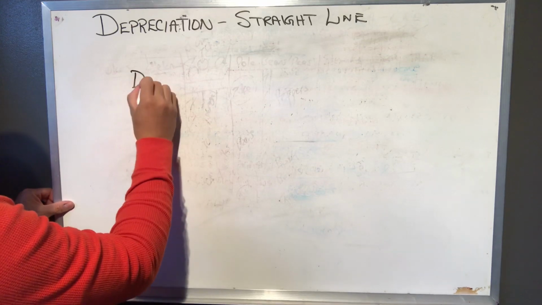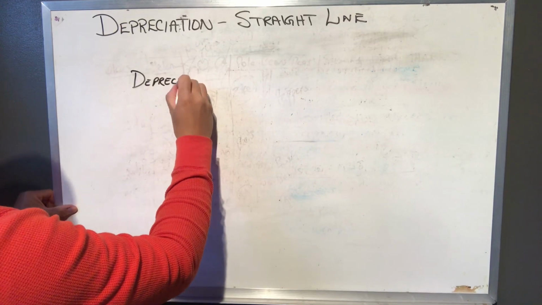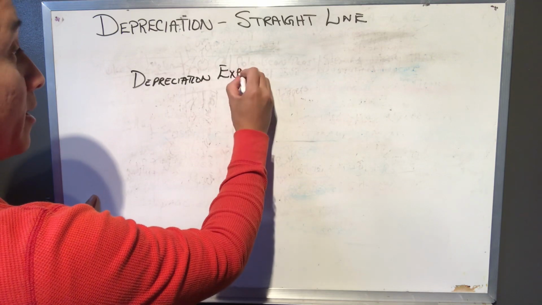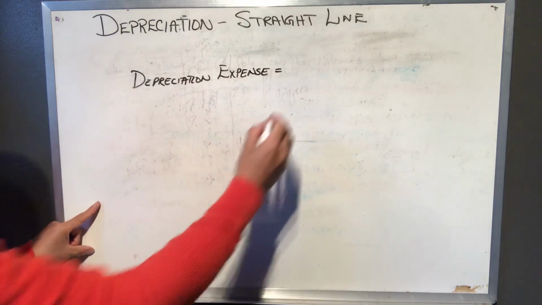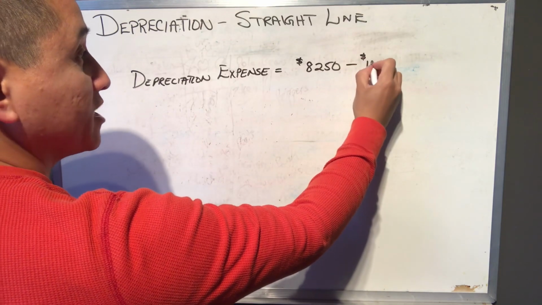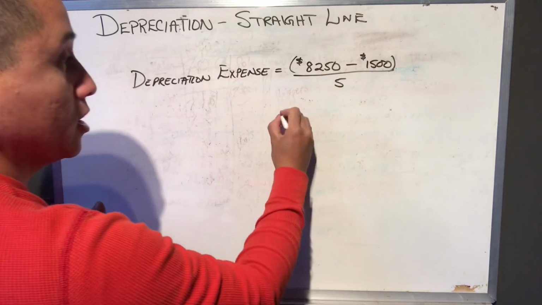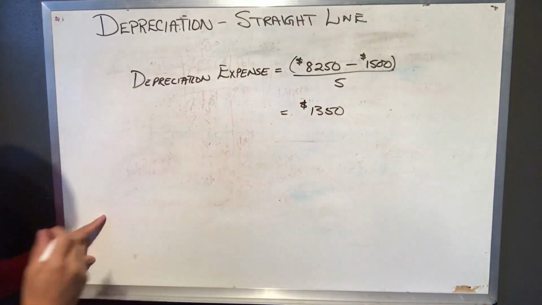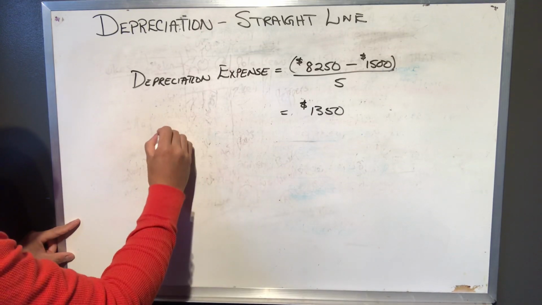So here, let's calculate the depreciation expense. So depreciation expense on an annual basis would be equal to $8,250 less the estimated salvage value that we mentioned before of $1,500 over 5 years. So that would yield, if we calculate it, $1,350.